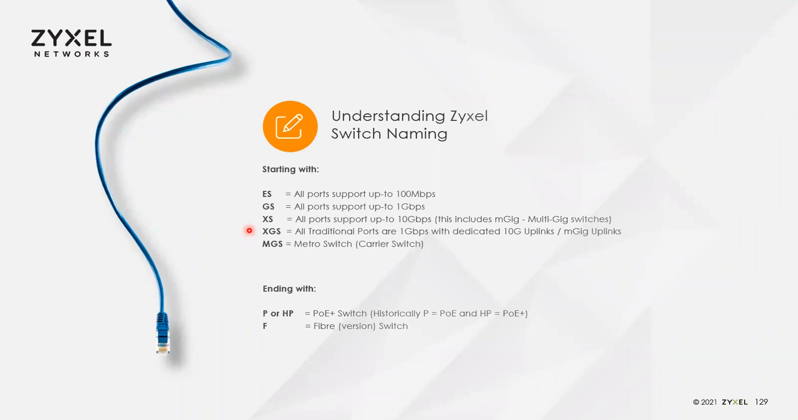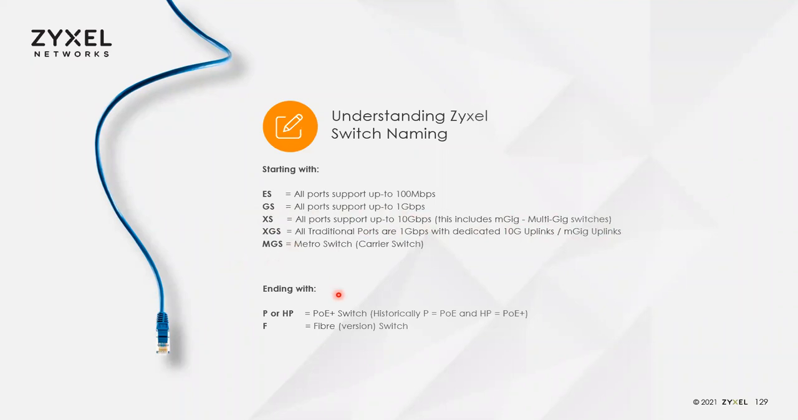If you see XGS, that's telling you all the regular ports are 1 gig, but there are also 10 gig or multi-gig uplink ports on the switch. And then again, this is one you don't see here in North America: MGS was our Metro series of switches. For the most part, those aren't offered here in North America.